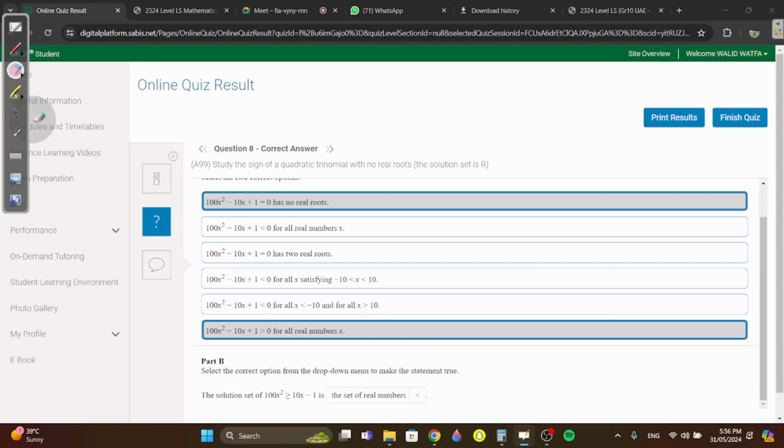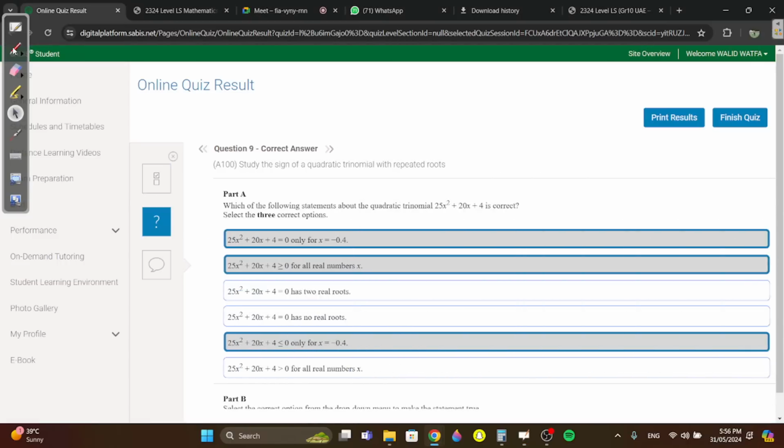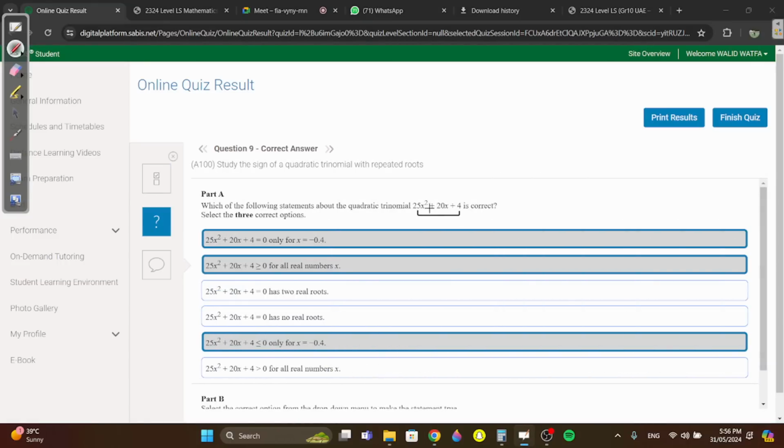Okay, question 9. Okay, this one you have to factor. 25 times 4 is 100. Which two numbers, when you multiply them, you get 100, but when you add them, you get 20? 10 and 10. Okay, so you're going to get 25x plus 10, 25x again plus 10. Okay, can you simplify this? You can divide by 5 on both sides. Here, divide by 5, divide by 5. You're going to get 5x plus 2 times 5x plus 2. Okay, so you could just say 5x plus 2 squared.